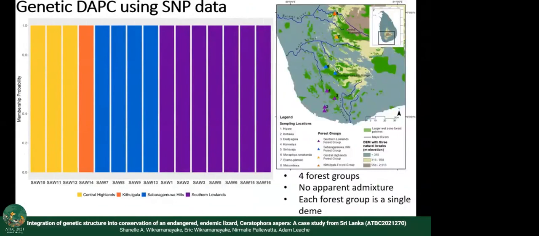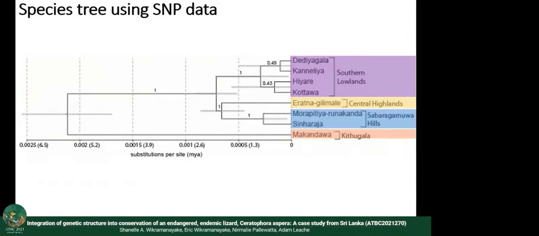This is also reflected in the DAPC depicted in the structure plot over here. This shows no apparent admixture between forest groups, and each forest group represents a single deme. To find the relationship between populations, we estimated a species tree using VPP.